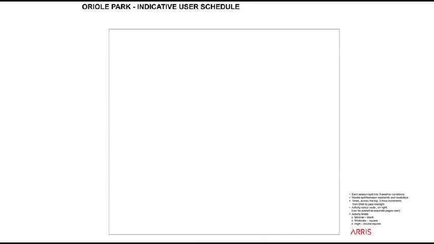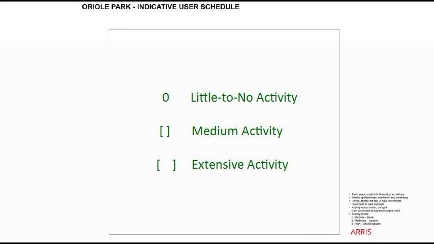So let's get started. We'll start with a blank sheet of paper. Instead of numerical analysis, we're going to very simply utilize three categories. There's little to no activity, we'll show that as being simply nothing. Where there's medium activity, we'll mark it with a simple square. And when there's extensive activity, we'll do that with a long bar.